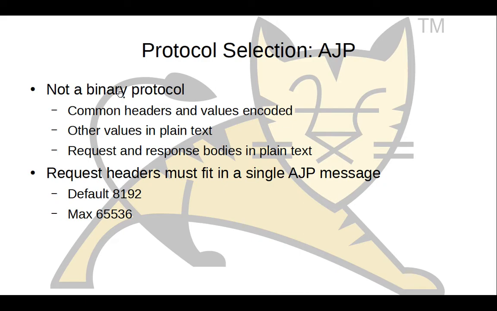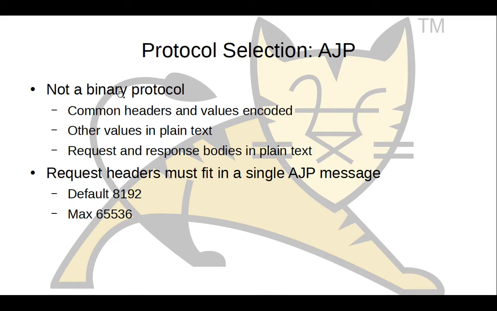Well-ish, sort of, no, not really. What happens in AJP is common headers and common values are encoded. But if it's uncommon, it's in plain text, and all of the request body and all of the response body are passed as is, effectively in clear text. So it's not really a binary protocol in terms of it's not compressed, it's not really encoded, it's pretty much clear text. It's slightly harder to read in Wireshark than HTTP, but to be honest, if you've been looking at AJP for half an hour or so, you can read it pretty easily. So it's not really binary, although some people do mistakenly refer to it that way.